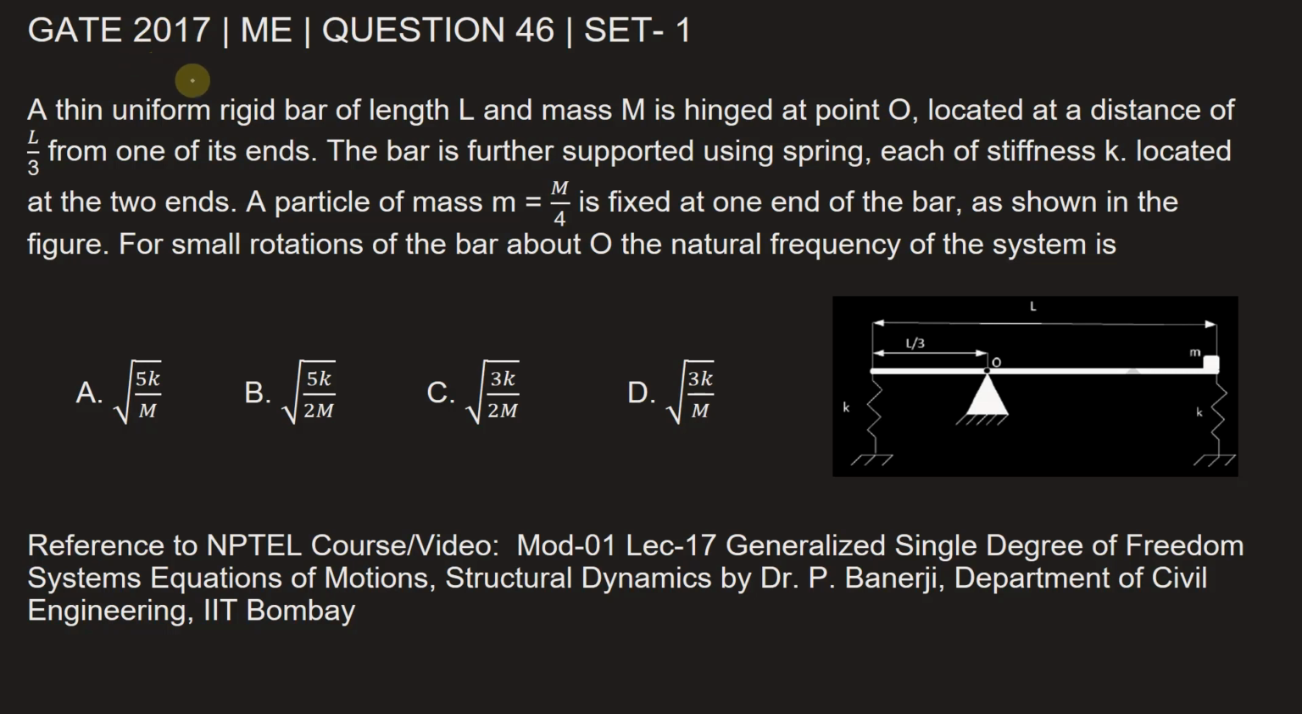This question is from GATE 2017 Mechanical Engineering Paper Set 1, question number 46. A thin uniform rigid bar of length L and mass capital M is hinged at point O, located at a distance of capital L by 3 from one of its ends. The bar is further supported using springs, each of stiffness K, located at two ends. A particle of mass small m, which is capital M by 4, is fixed at one end of the bar as shown in the figure. For small rotations of the bar about O, the natural frequency of the system is dash.